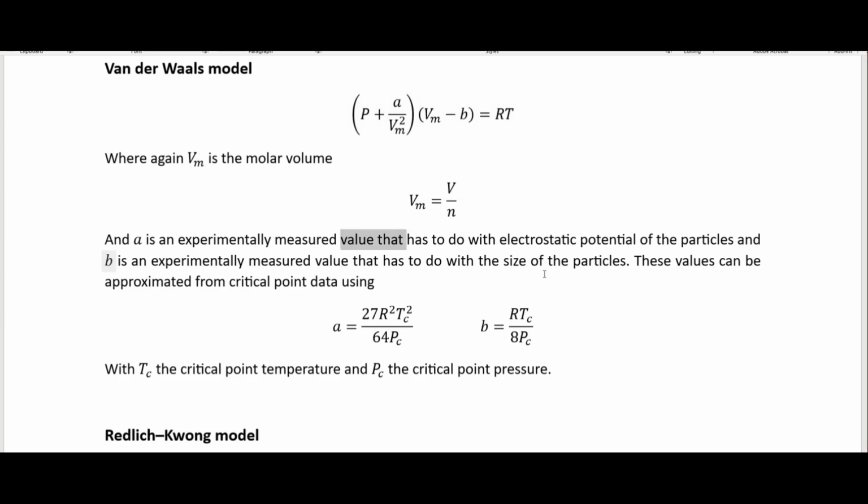So this is something that you would actually have to go to a lab, you'd have to make some measurements, and then come up with that number. It's not something you can get analytically. And so it's an experimentally measured value that has to do with the electrostatic potential of the particles, and B, which is right here, is an experimentally measured value that has to do with the size of the particles. These values can be approximated from the critical point data using these right here, where this T sub C right here is the critical point temperature, and this P sub C here is the critical point pressure.